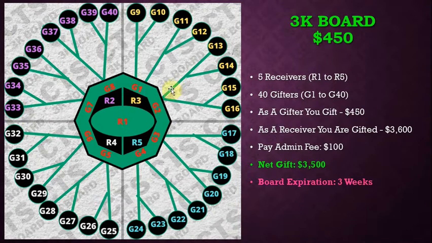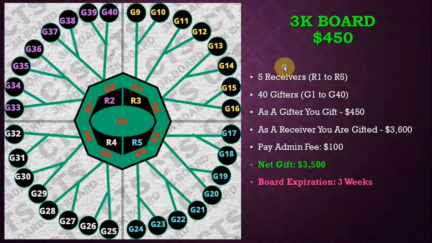So again, as you could see, it's color coded. So R3 would get from G9 to G16, that's where his gifts are coming from, and R5, their gifts are coming from G17 to G24. R1, his gifts will be coming from G1 to G8. Right, so we have 40 gifters and 5 receivers.